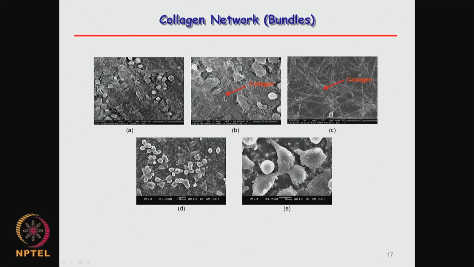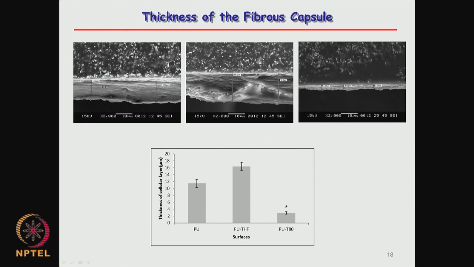As you can see, the collagen network is happening there. Okay. So, the fibrous capsule is trying to encompass the biomaterial. You can see in some cases thick bundles are formed, in some cases thin bundles are formed. The thickness in some cases is very large, almost 18 microns in about 30 days. In some cases we get only 4 microns, as you can see here. Okay. So, the fibrous capsule.